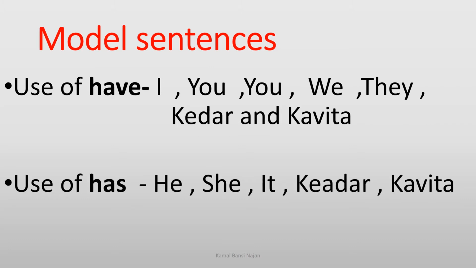Now let's concentrate on use of has. We have to use has when the subjects are he, she, it, Kedar, Kavita. Try to understand it well. Kedar, Kavita, it, she, he: we have to use has for them. And we have to use have for I, you, we, they, Kedar and Kavita.